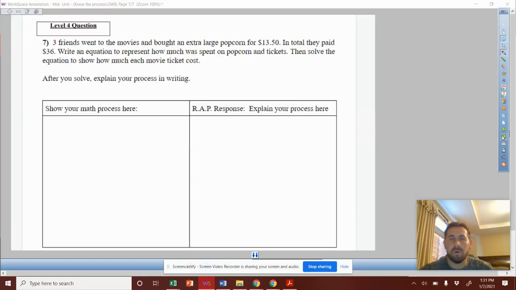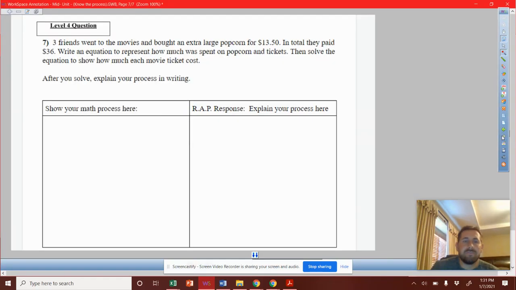Last question, level 4. 3 friends went to the movie and bought an extra large popcorn for $13.50. In total, they paid $36. Write an equation to represent how much was spent on popcorn and tickets. Then solve the equation to show how much each movie ticket cost.